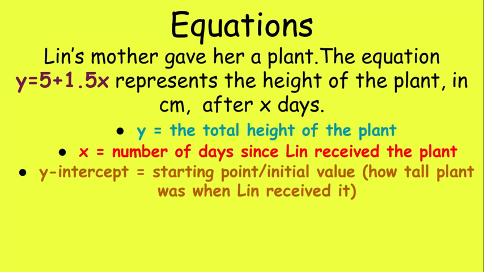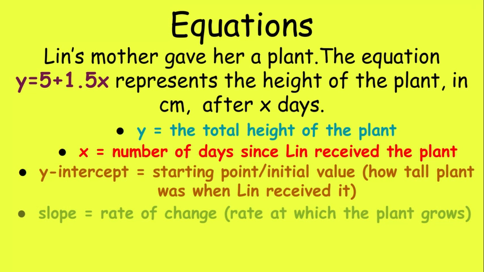Your y-intercept, which in this case is 5. And in my introduction, I talked about how it's a starting point or an initial value. Well, what would a starting point for this situation be? What could the 5 represent? Well, if we're talking about the height of a plant, it would be the height of the plant when Lynn received it, from when she took over control or physically having that plant. So how tall the plant was when Lynn received it.